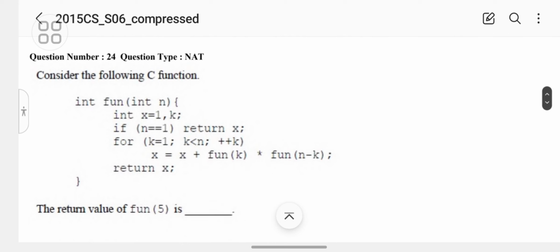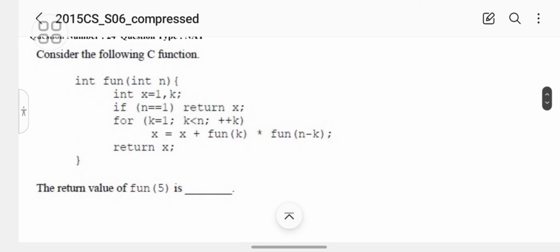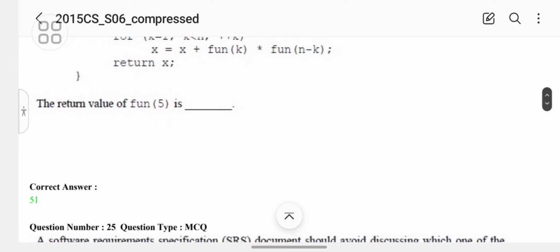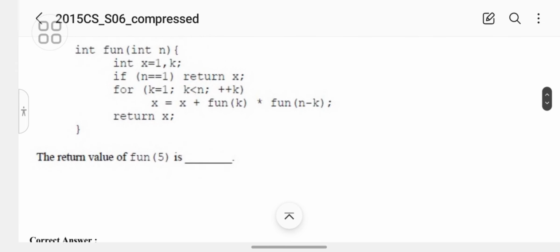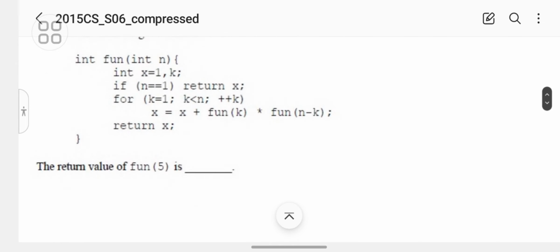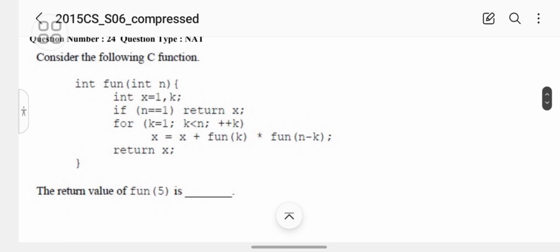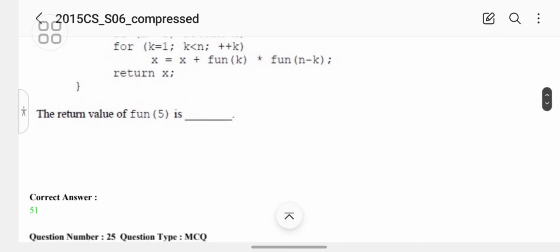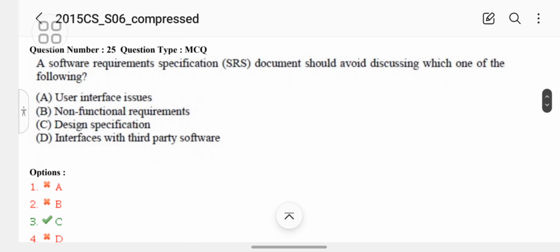Now 24: consider the following C program, int func(int n), int x equals 1 and k, and this is the program, right? There is a for loop. The value returned by func(5) is what? So for this, it is showing the answer is 51. You can also solve this or make a visual flow for this program and you will get the answer.